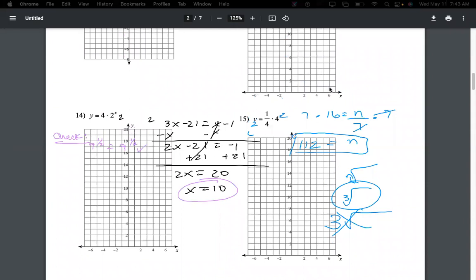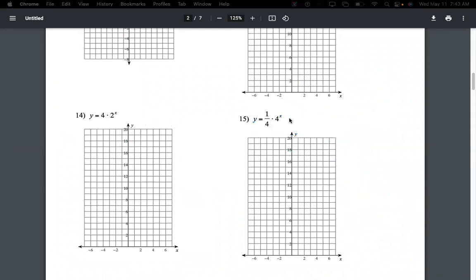These right here are exponential functions. Okay, how did I know that these were exponential? Well, they have a number raised to an x. So it's exponential when we have a number raised to an x exponent. That's why we call it exponential.